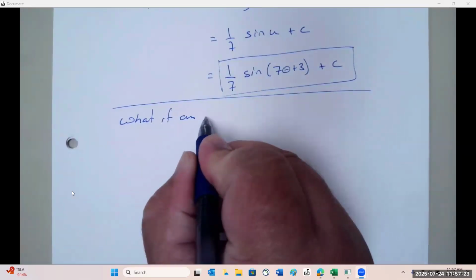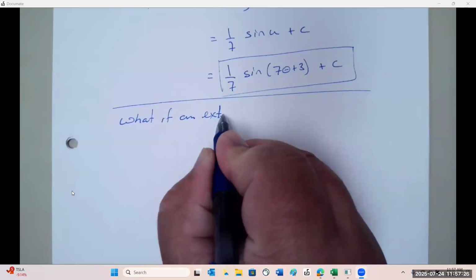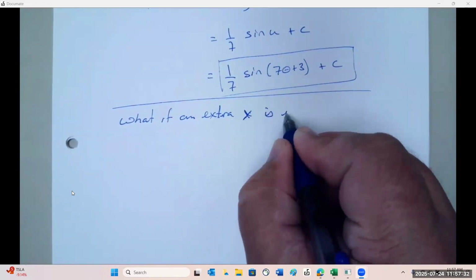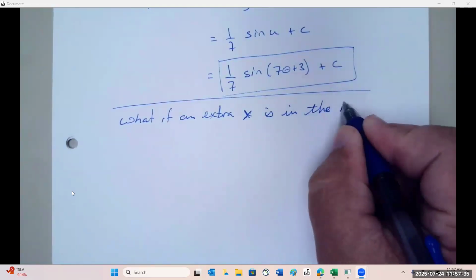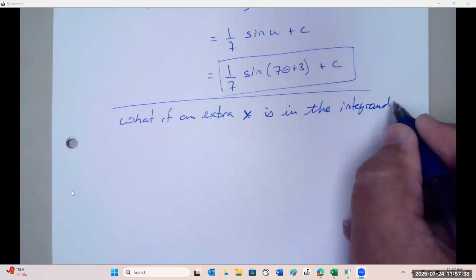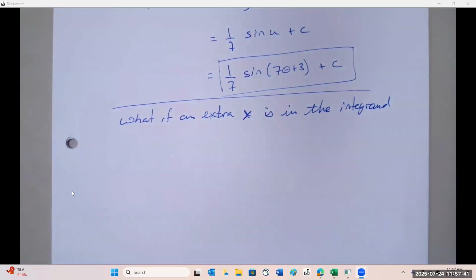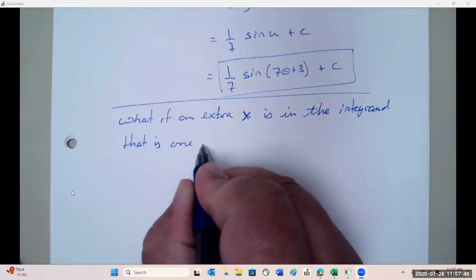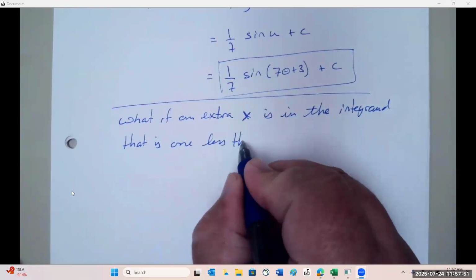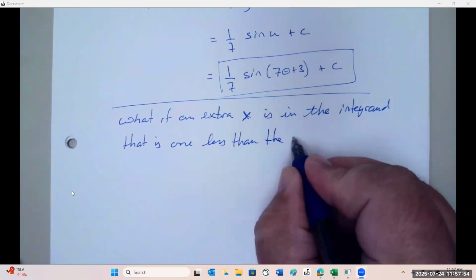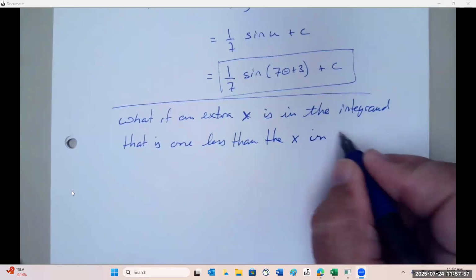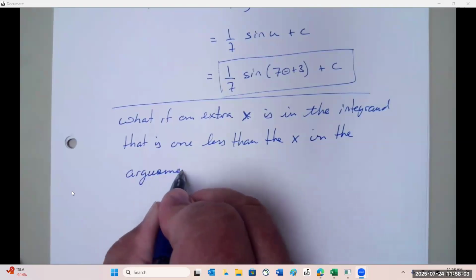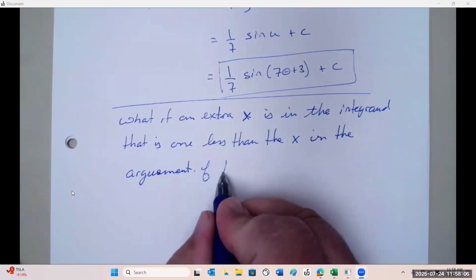What if an extra x is in the integrand? That is one less than the x that's in the argument of the function.